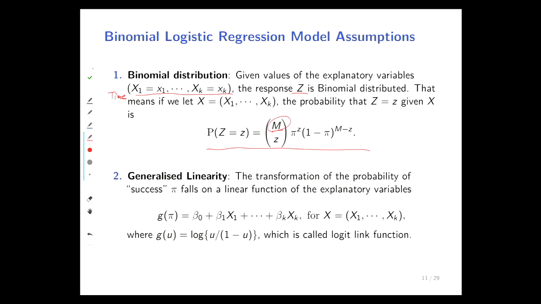The second assumption you should be familiar with. That's the generalized linearity. In this model, m is observed, so the only thing we do not know is this pi. So the idea here is that we model something we do not know by using a linear combination. You can consider it as the spirit of linear regression: just model something we do not know by using the linear combination.